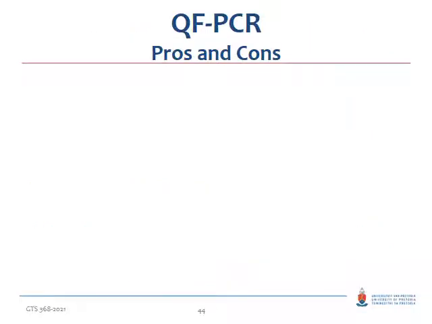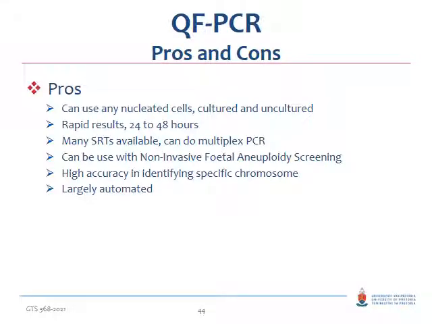Again, what are the pros and cons of QF-PCR? The pros is that you can use any nucleated cell, whether cultured or uncultured. The results are rapid, and you usually get them within 24 to 48 hours, and there are many short tandem repeats available to use for multiplex PCR. It can even be used in the case of non-invasive fetal aneuploidy screening, and it's highly accurate for a specific chromosome. It's less labor intensive.